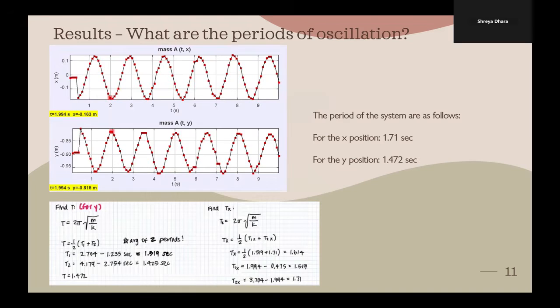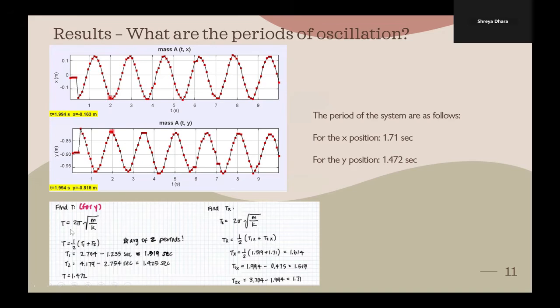So for the results, you found that for the X position, the period of the system is 1.71 seconds, and then for the Y position, it's 1.472 seconds, and then below is my calculation for this.